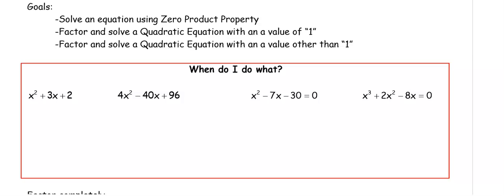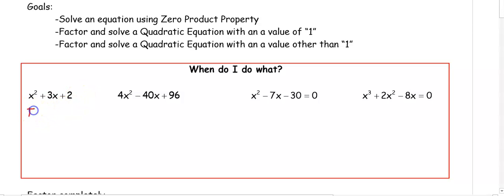This video is about solving an equation using zero product property. Factor and solve a quadratic equation with an a value of 1, and factor and solve a quadratic equation with an a value other than 1. So when we look at these problems, we have to figure out what we are doing in each of these types of problems. So in number 1, we have x squared plus 3x plus 2.